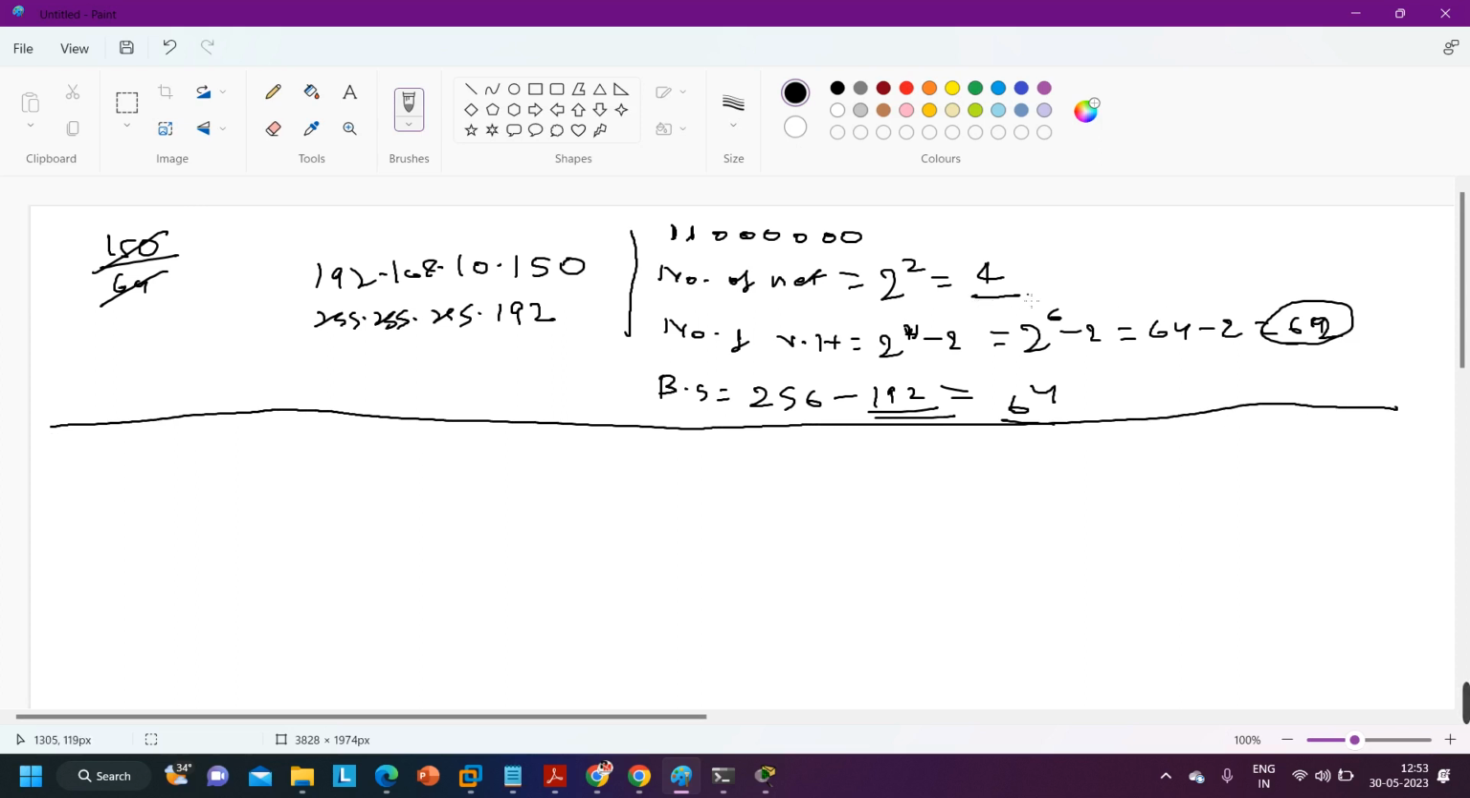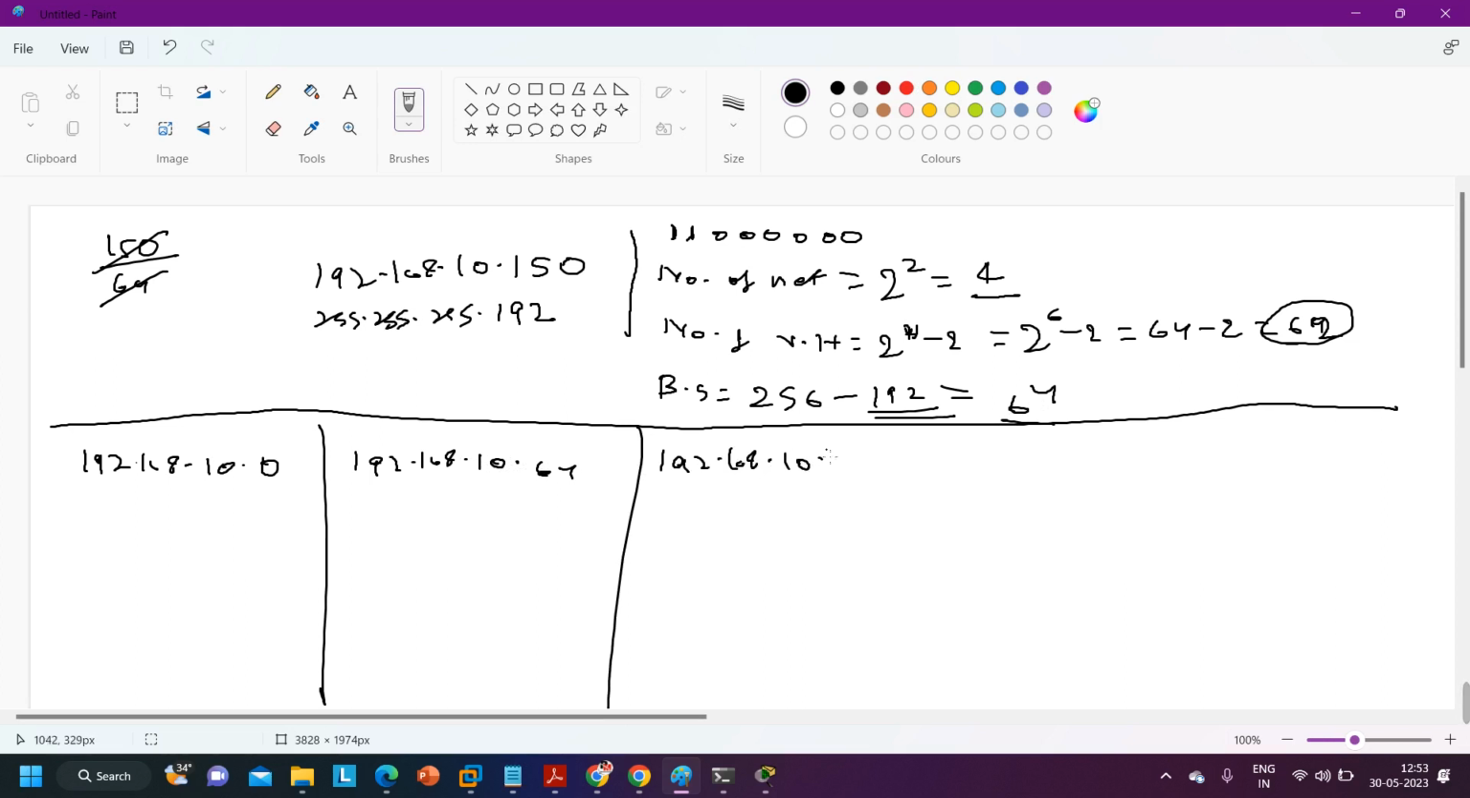First of all, how many networks do we have? 4. And the block size will tell me the next network ID. The first network ID is 192.168.10.0. My first network will always start from 10.0. The second network will be 192.168.10.64; you add the block size here. The third network is 192.168.10.64 plus 64, which is 128, and the fourth network will be what?